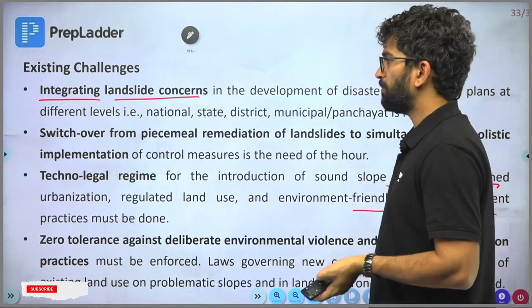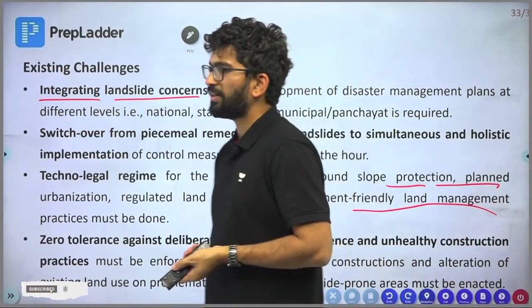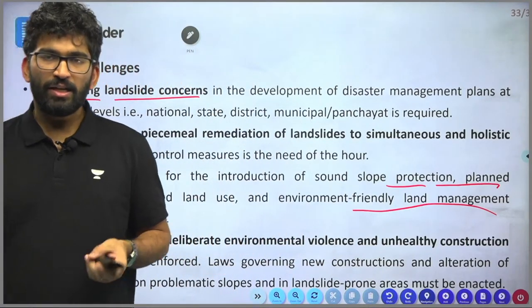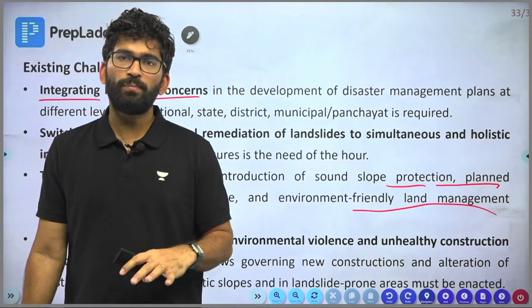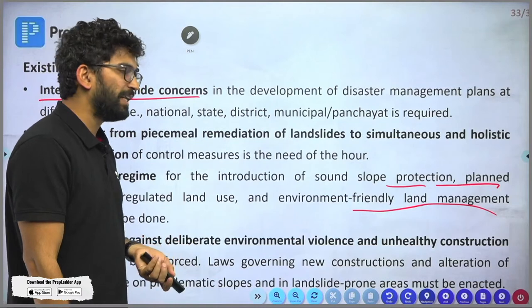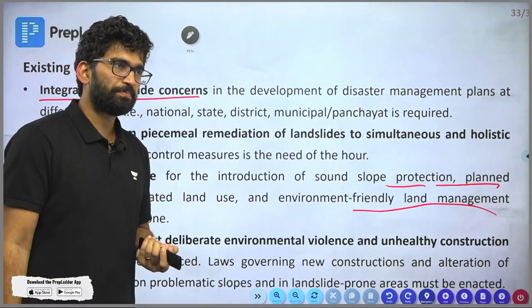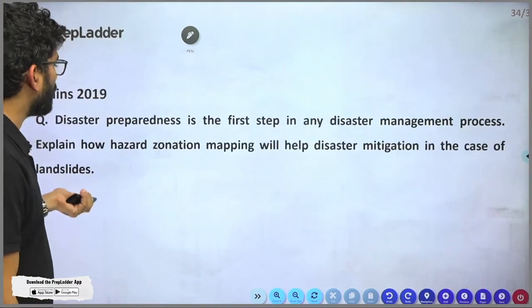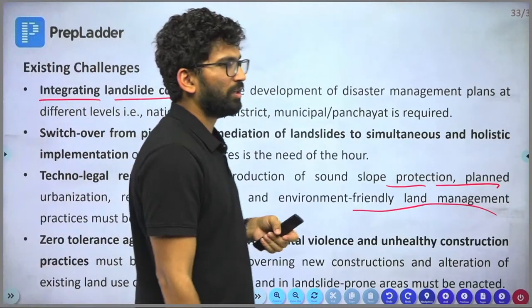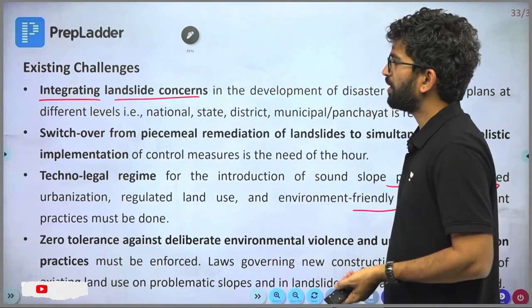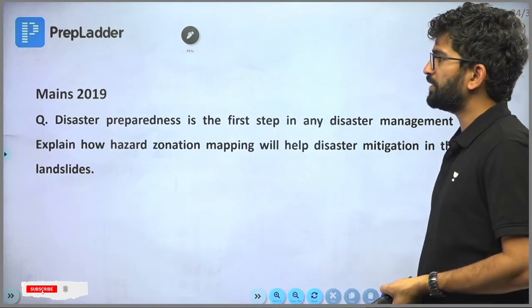Recently we know that the problem of shifting cultivation is there in Arunachal Pradesh. But little has been done in order to stop the problem of shifting cultivation in that location. So it's high time that we should rehabilitate and resettle the tribal people so that they reduce the overall deforesting activities over there, which will reduce the overall landslide activity. Now, there was a question which was asked in 2019.